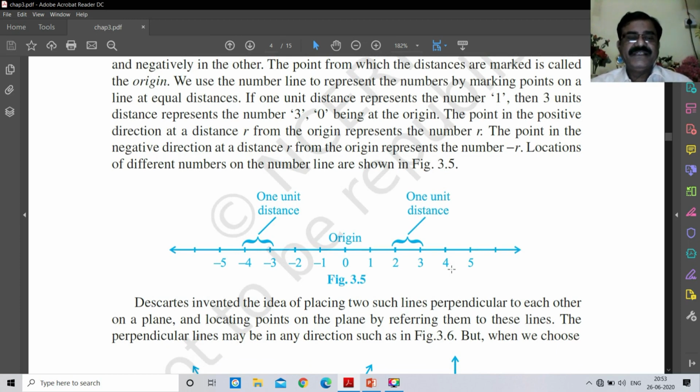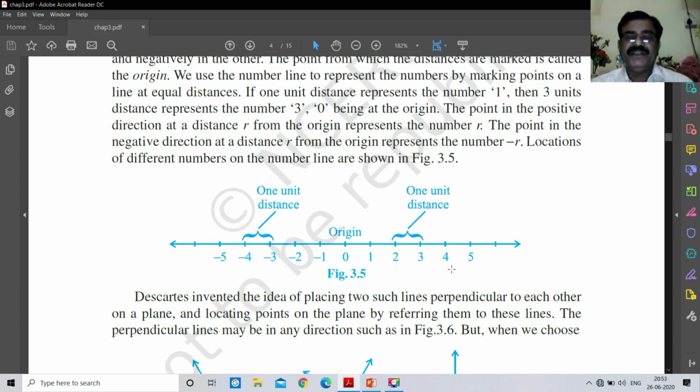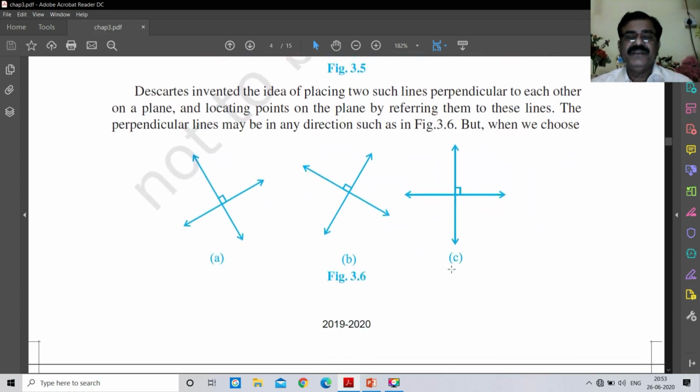So Descartes invented the idea of placing two such lines perpendicular to each other on a plane and locating points on the plane by referring to these lines. The perpendicular lines may be in any direction, as in figure 3.6, which you can also see.